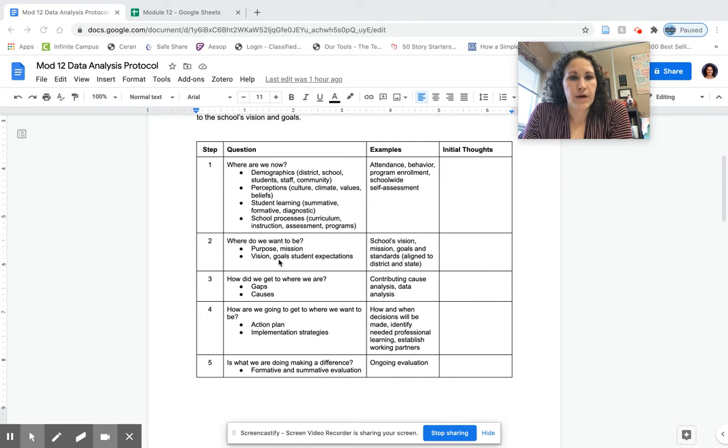And step 2, where do we want to be? And again, examples, initial thoughts. Step 3, how did we get to where we are? And this is identifying those gaps and the reasons for those gaps. And examples and initial thoughts. Step 4, how are we going to get to where we want to be? And this is our action plan and implementing it. And examples, initial thoughts. And then step 5 is what we are doing, making a difference? And that includes that ongoing evaluation, seeing if it's working and if we're growing and if we're improving.